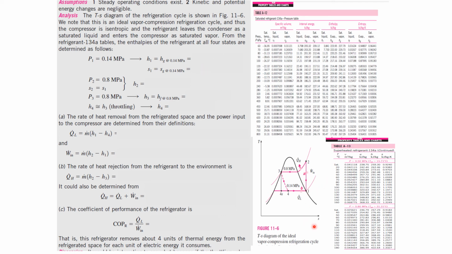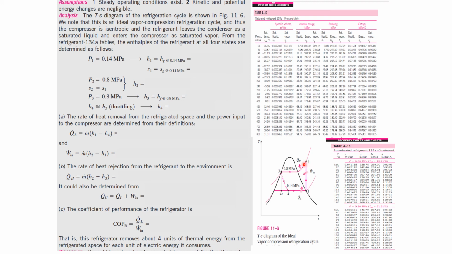Now if you look at it, temperature versus entropy, you can also find the entropy at point 1. So entropy at point 1 is given here. So again 140 kilopascal, which translates to 0.14 megapascal. We go and find our entropy at saturated vapor, which will give us a value of 0.94456. So you can jot it down here.